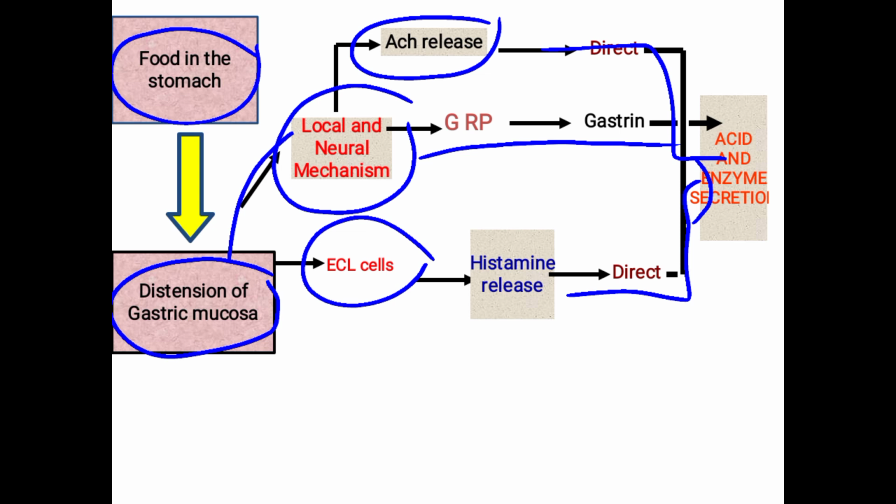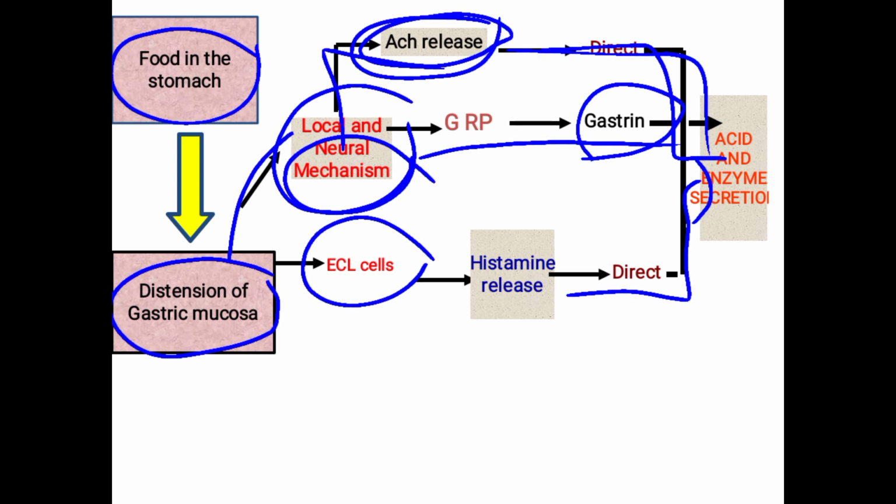Whenever the food enters the stomach, that will cause distension of the wall of the stomach. At that time the neural mechanisms like the 10th cranial nerve or vagal nerve operate, and the hormonal mechanism like gastrin is released. So there are two mechanisms: one is a neural mechanism through acetylcholine stimulation, and another one is the release of gastrin. Gastrin is a hormone.